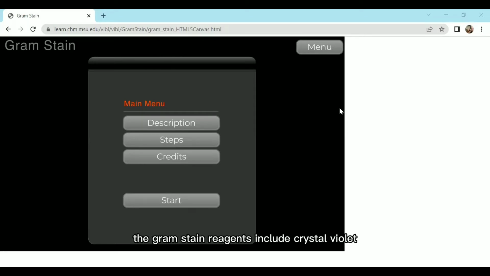Aside from that, the Gram stain reagents include crystal violet, which acts as the primary stain, Gram's iodine, which acts as the mordant, alcohol, which acts as the decolorizer, and safranin, which will act as the counterstain. Specifically, I will be focusing on the procedures in performing the Gram stain.